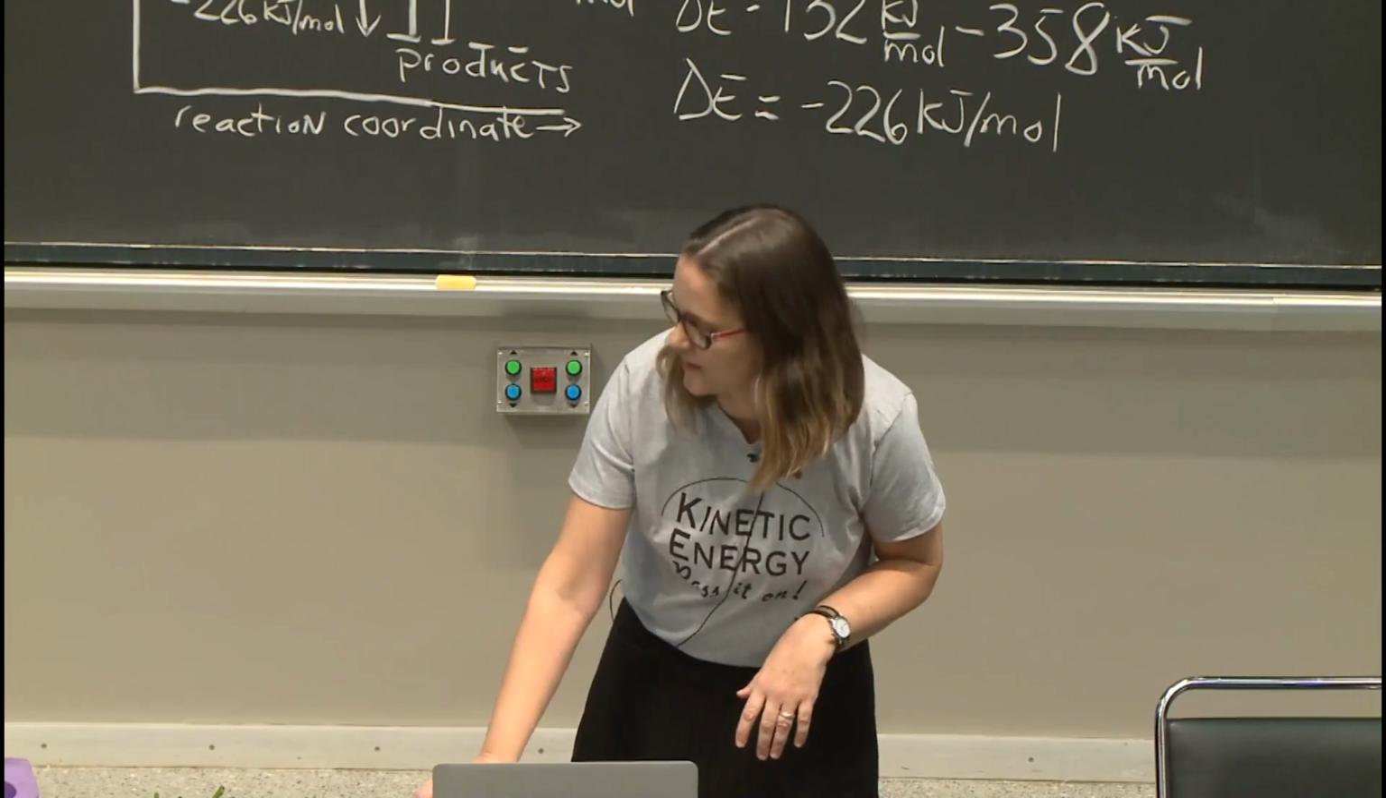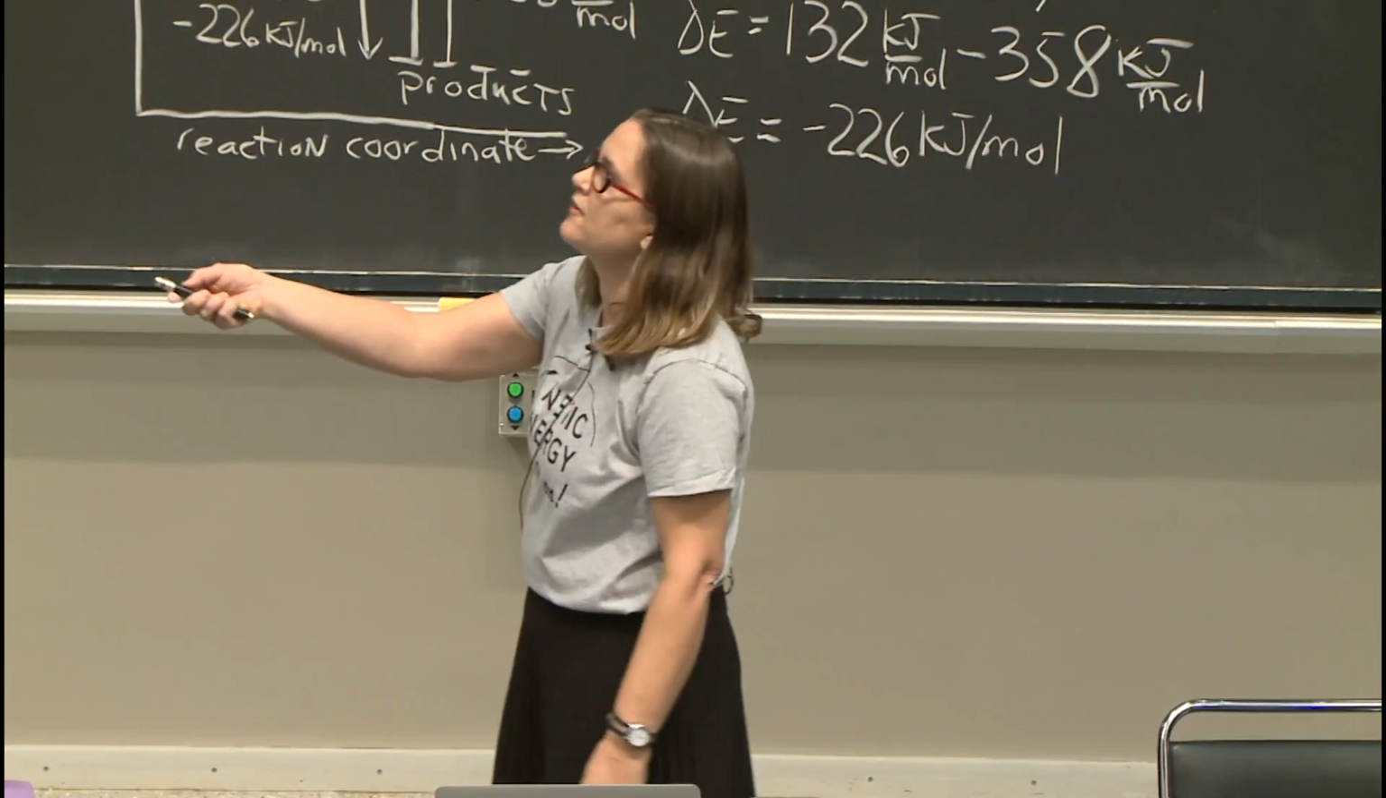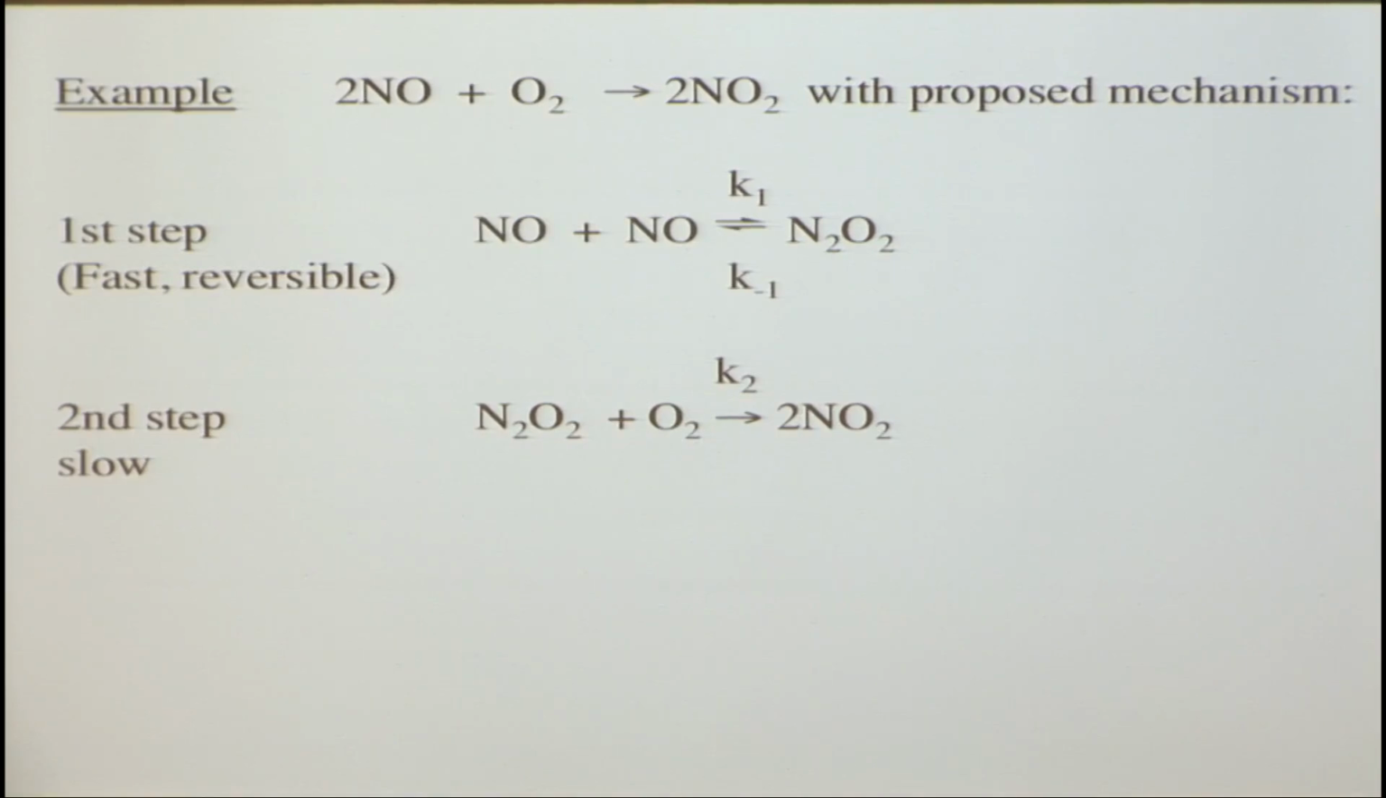So let's just practice. For this example, we have 2 molecules of NO plus O2 going to 2NO2. Step 1, fast and reversible: NO plus NO going to an intermediate. Then the intermediate is reacting with oxygen going to 2 molecules of our product.